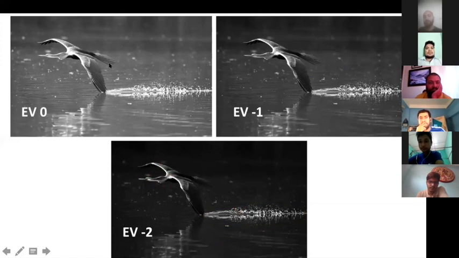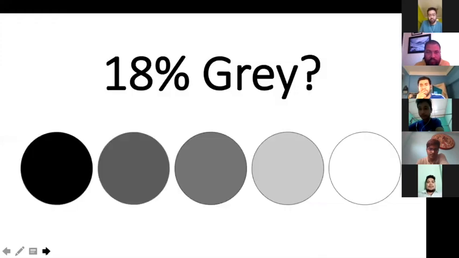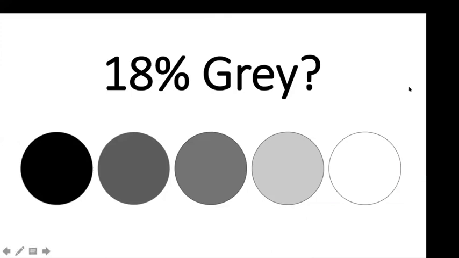Now, why does the camera not do this by itself? That is because there is a concept called 18% gray. It's been applicable since the film photography days. Actually, it's nothing new to digital photography. 18% gray is considered a kind of middle point between black and white.